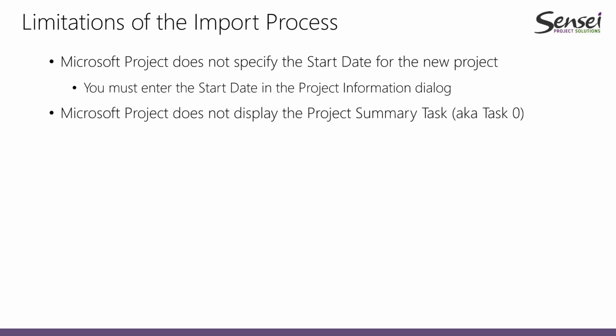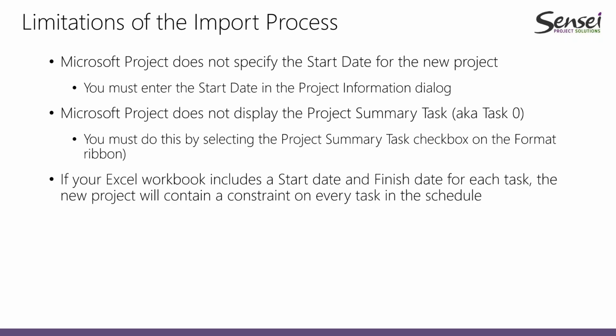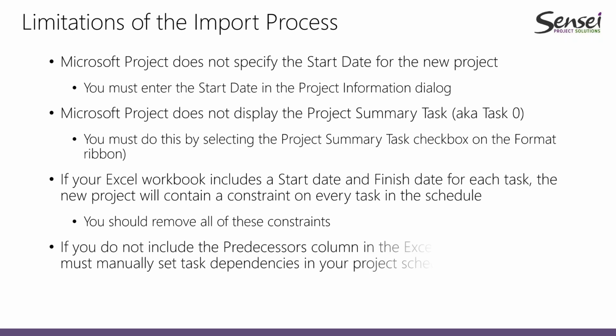Also, Microsoft Project will not display the project summary task, also known as task 0 or row 0. You have to do this manually by selecting the checkbox on the format ribbon. If your Excel workbook contains a start date and a finish date, the new project will contain a constraint on every task in the schedule. You will need to manually remove all of these constraints.